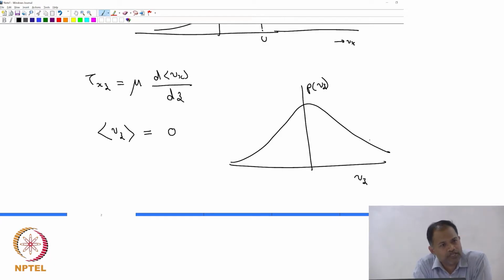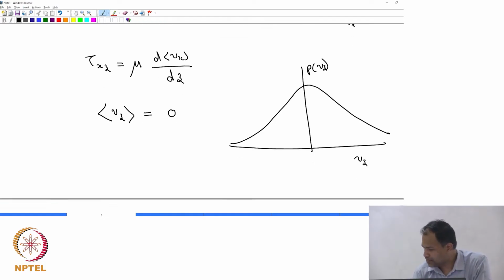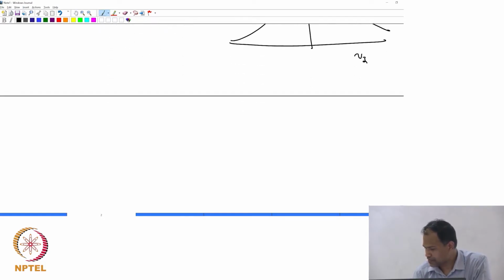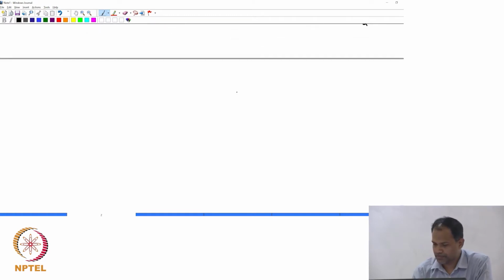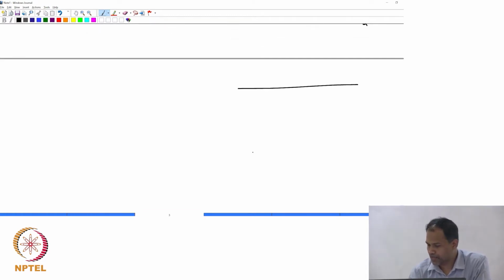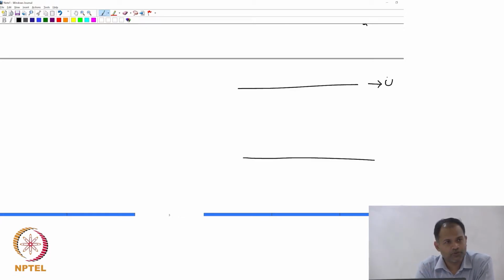So, there are molecules which are going up perpendicular to the plate, there are molecules that are coming down, right, perpendicular to the plate. Now, that is actually a crucial thing, and that is what leads to the definition of viscosity. So, why do I say that? Let us have the plates, that is moving with a velocity u. I will draw the velocity gradient.